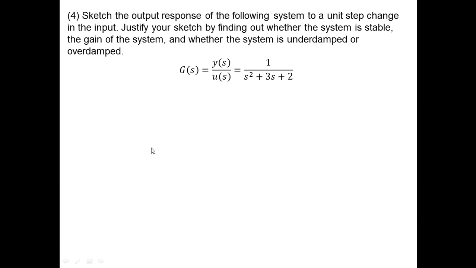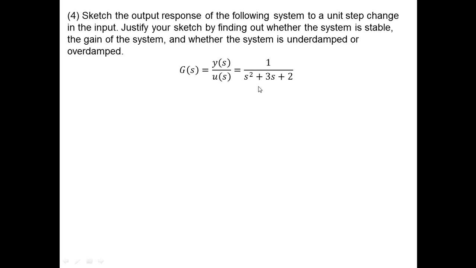In this last question, we are looking for the output response of a given transfer function subject to a unit step change in the input, and we would like to see if the system is stable or not. We would like to find the gain of the system, and we would like to see whether the system is underdamped or overdamped. First, I will look at the stability of this transfer function.